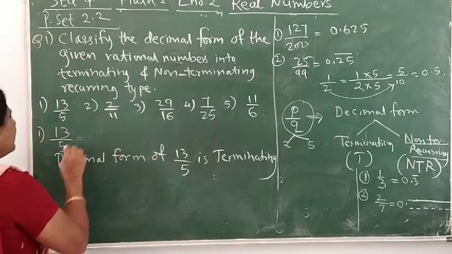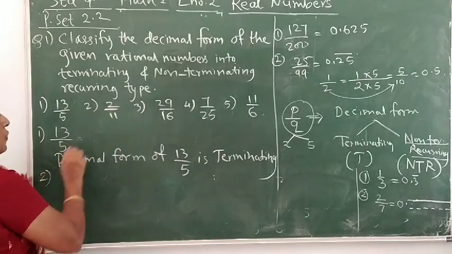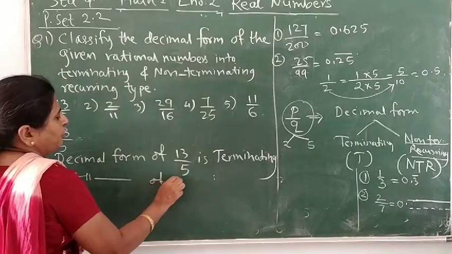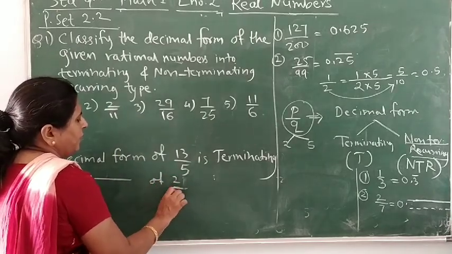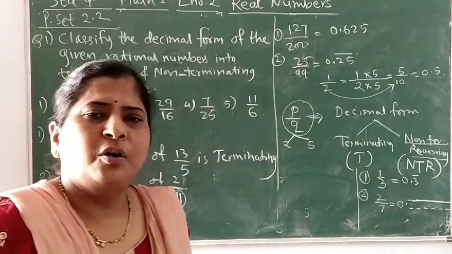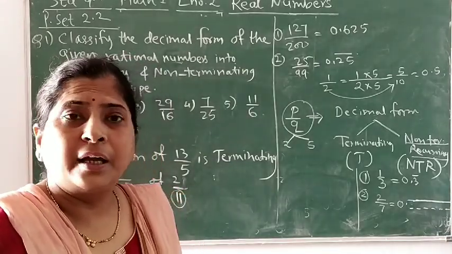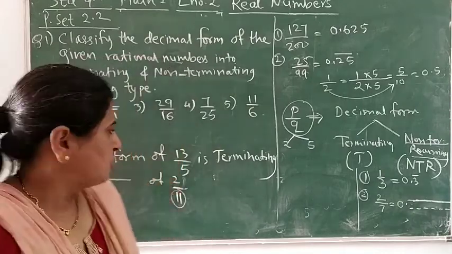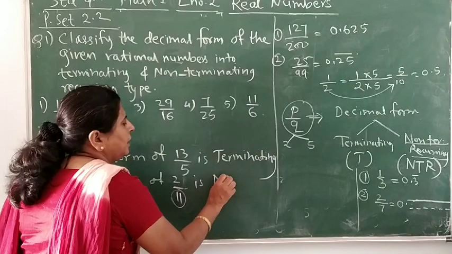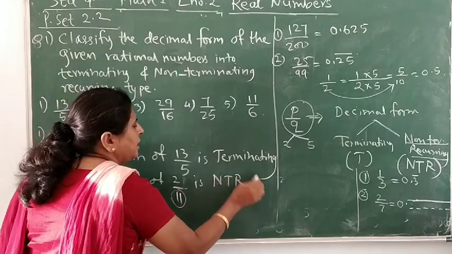Okay. So what is the second? The second is 2 upon 11. So the decimal form of 2 upon 11. Now what are the factors of 11? Again, 11 is a prime number, so it has no other factor, and it does not have factors 2 and 5. So what can you write? Non-terminating recurring, that is NTR.